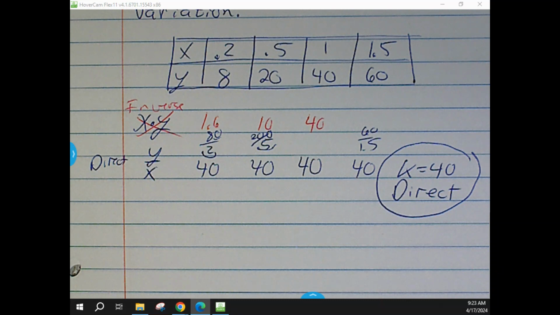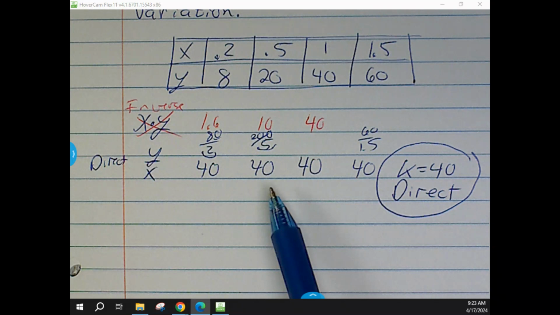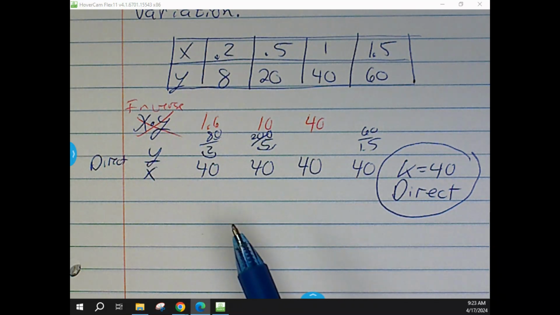All right. Now, if you did both of those, if you did multiplication and it didn't work, if you did division and it didn't work, then if neither one of those two work, then obviously they ask you, are they related? You say no, they're not. There's not a relationship that's either direct or inverse. It's something else at that point.